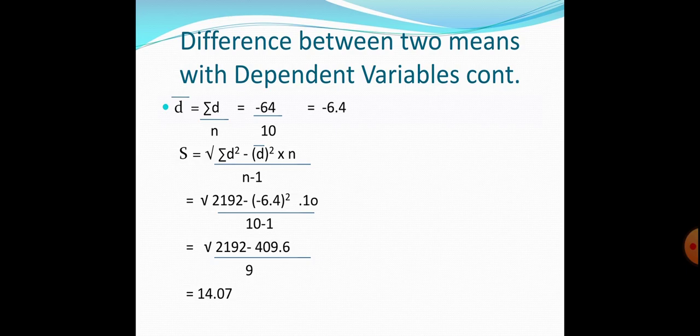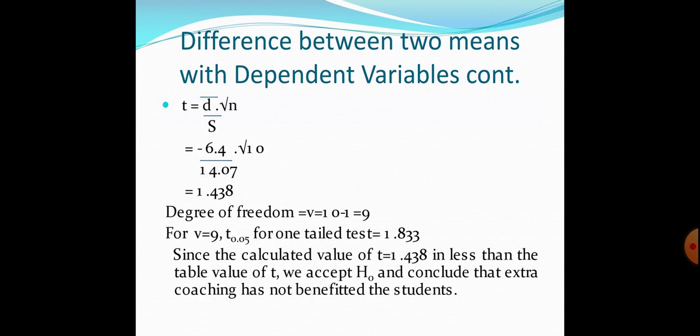Now you have to put them in the t-test formula. Substituting the values, you get the answer of 1.438. As in the previous cases, here also you have to compare this calculated value of 1.438 with the table value, after applying the degrees of freedom. Degree of freedom is n minus 1, that is 10 minus 1, 9.